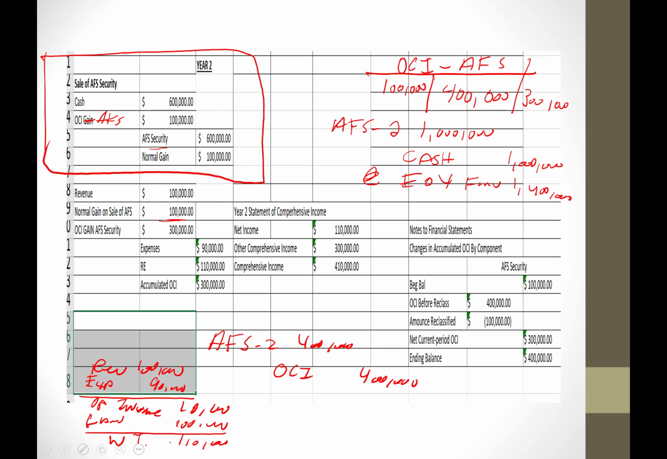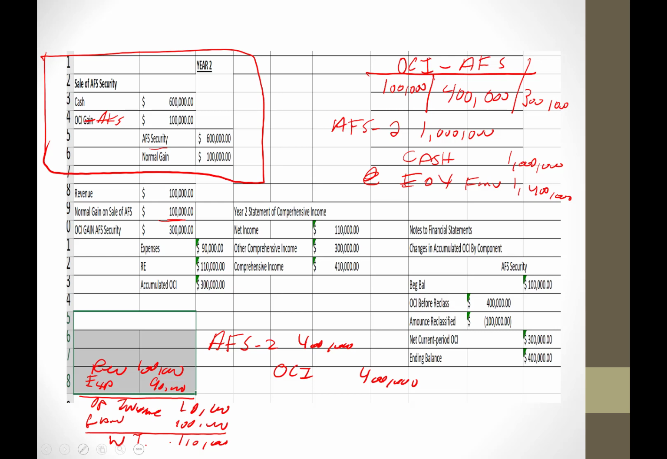Well, I would still have this right here, which is the gain, okay? But the only thing that would happen is this debit to OCI gain. So when I prepare my statement of comprehensive income, I'd start with the same net income here, 110, because I sold it. And then the other comprehensive income would be a loss. It would show as a negative 100,000, right? Because that was the only thing that happened. And then you'd have my comprehensive income, which would be 10,000, I guess, at that point, right?